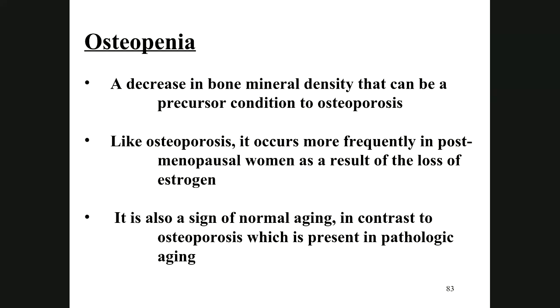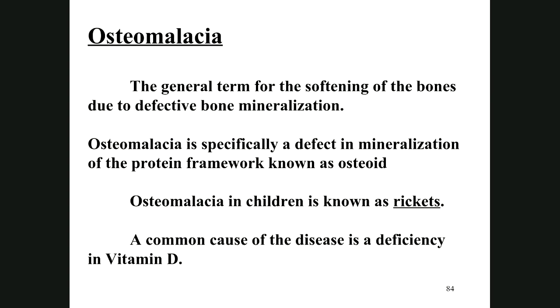Osteoporosis, good word to know. Osteopenia, meaning a lower amount of bone structure. Okay, that's what osteopenia means. Penia means lower, decreased bone mineral. Okay. It is a precursor to osteoporosis. That's osteopenia. This is different from osteomalacia.